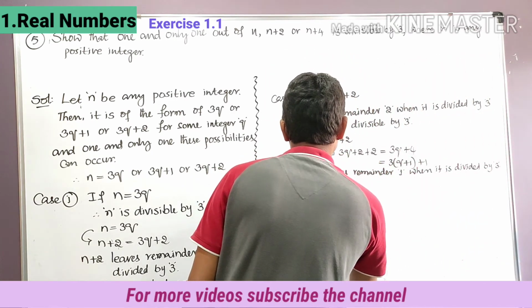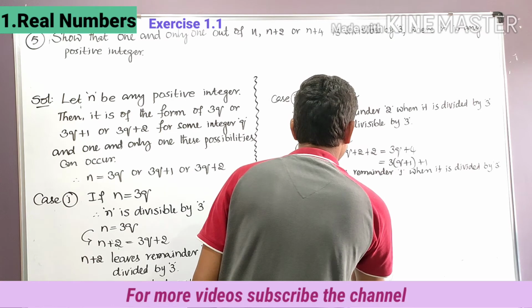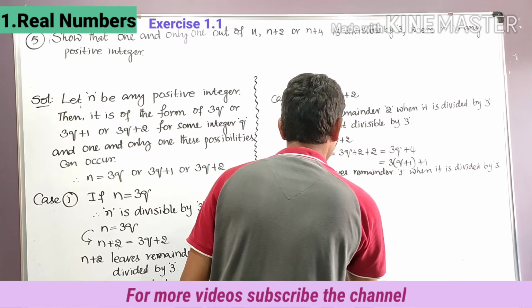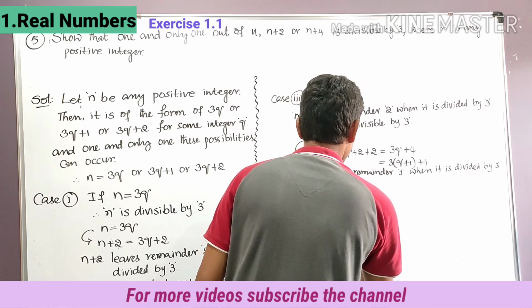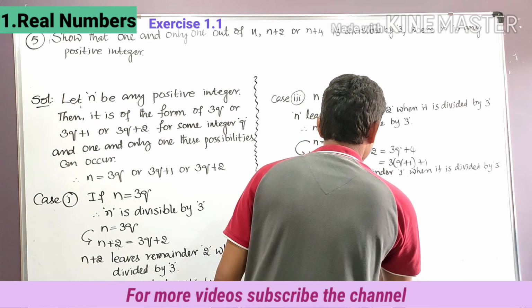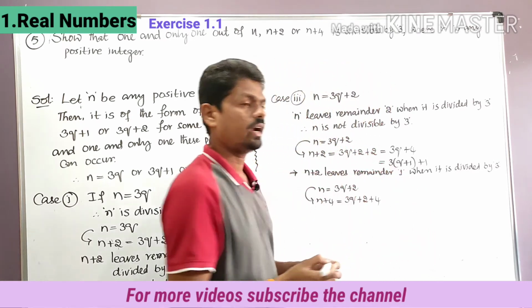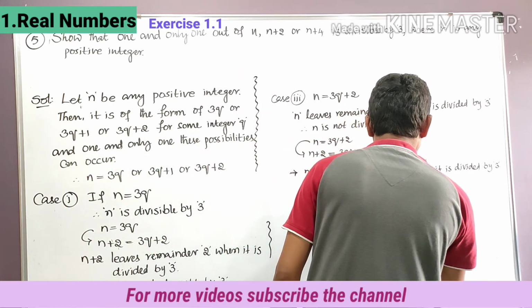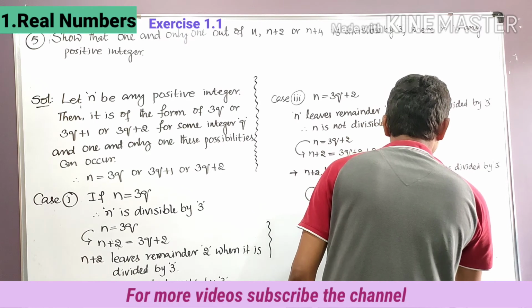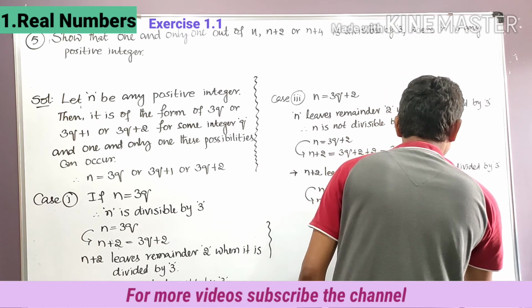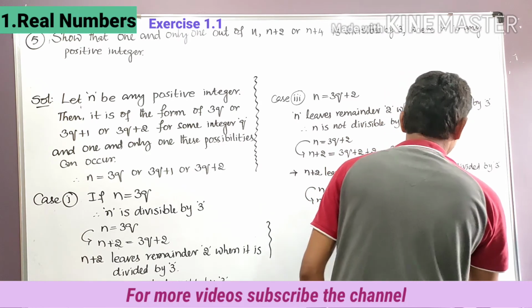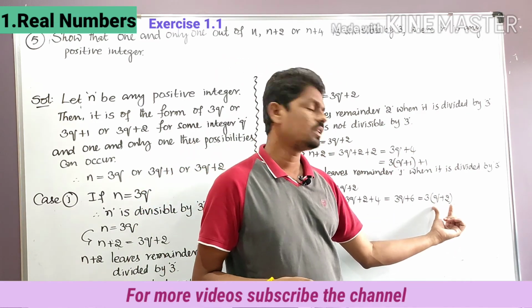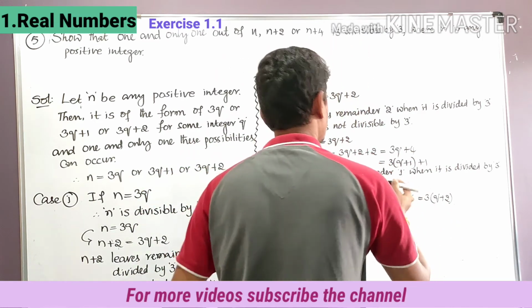If n is equal to 3q plus 2, then by adding 4 on both sides we get n plus 4 is equal to 3q plus 2 plus 4. Just add 4 on both sides, student, we get 3q plus 6. If 3 is common, we can get 3 into q plus 2. So here n plus 4 is a multiple of 3, student. Therefore n plus 4 is divisible by 3.